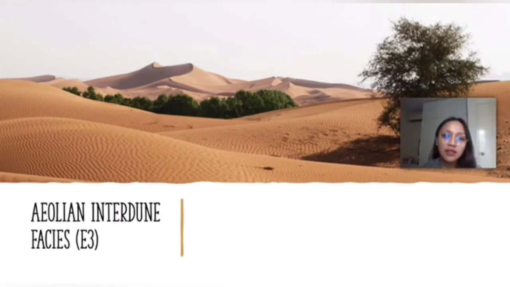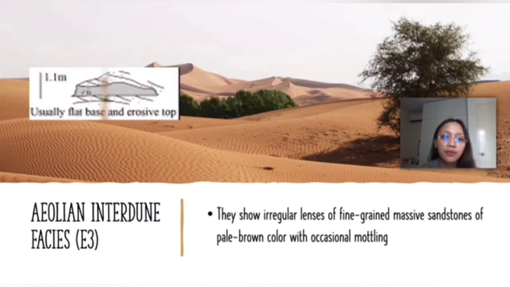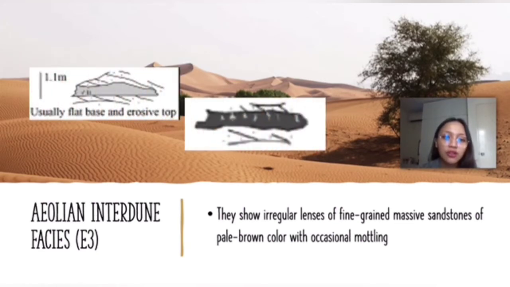Okay, so in these facies, they show irregular lenses of fine-grained massive sandstones of pale brown color with occasional mottling. So mottling is like on the surface of the sediments, the color pattern consisting of patches of different colors or different shades of color. That's what it means by mottling. And these are also the general morphology of these facies.